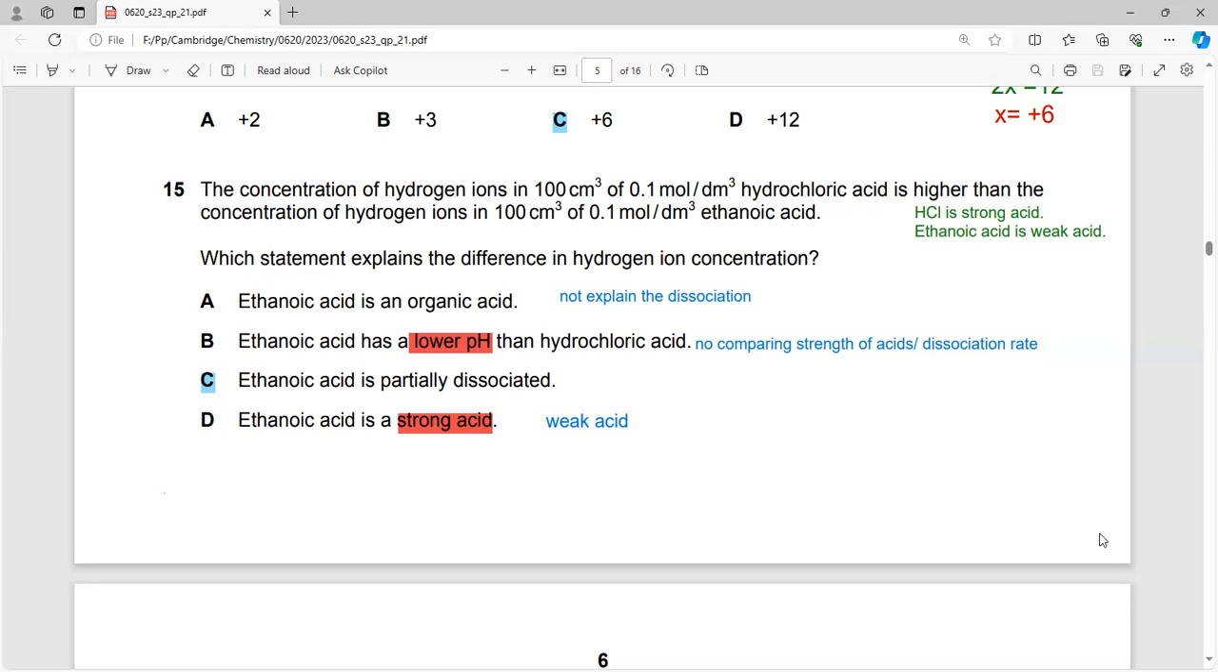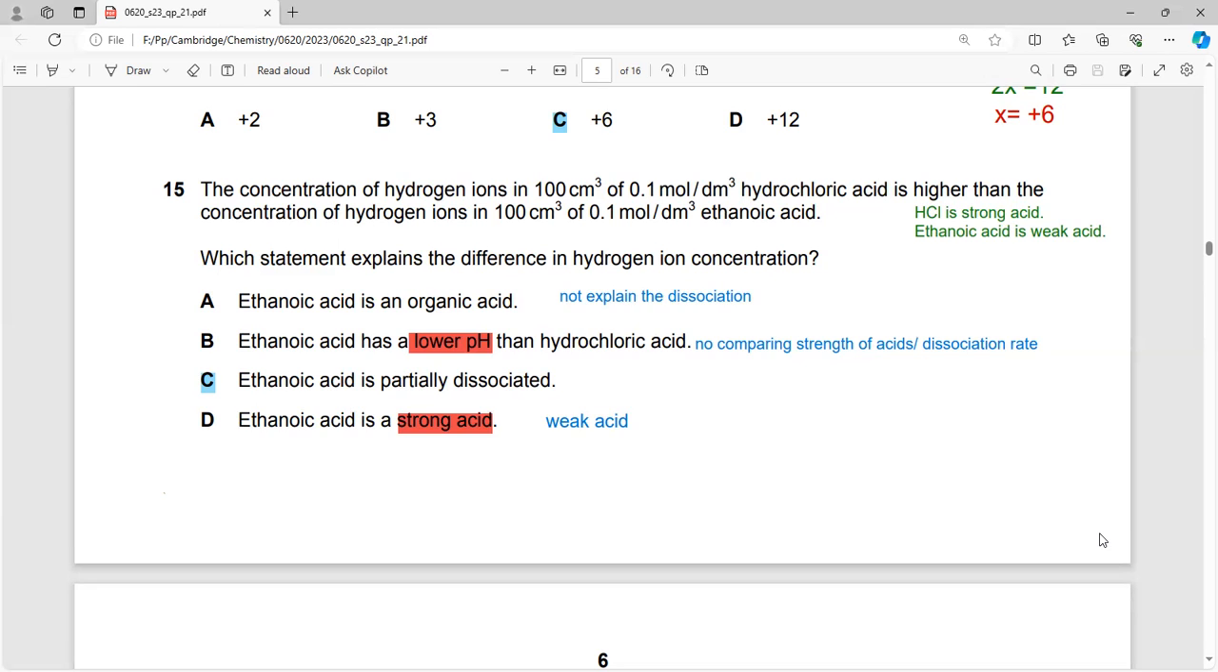Hydrochloric acid completely dissociates into its ions, while ethanoic acid partially dissociates into its ions. So which statement describes this reason? That will be the correct statement. For example, option A, ethanoic acid is an organic acid. Fine, it is correct, but it's not describing this phenomenon, the strength of the acid. So that's why it's going to be a wrong statement.